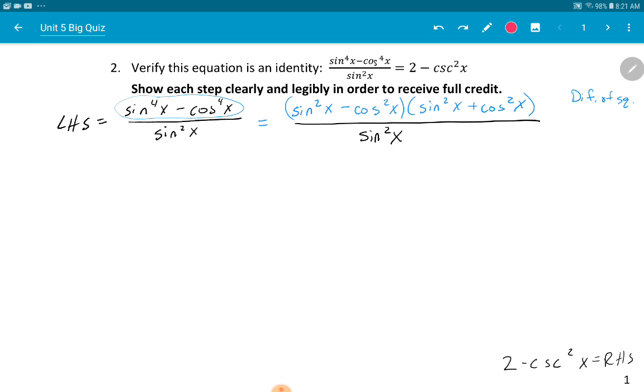But I can do what I did on the right. I don't have any common factors. As you notice, the numerator has two factors with two terms each, and the denominator has only one factor. So there's no common factors to cancel here.